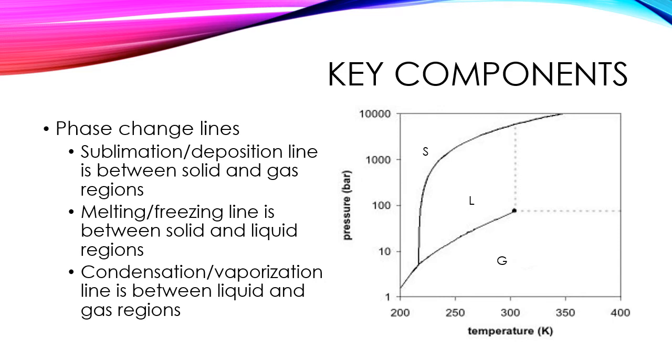The melting and freezing line is the line that is between the solid and liquid regions. It curves from the point that the three intersect at, up through the upper left, and then curves off towards the right towards the end.